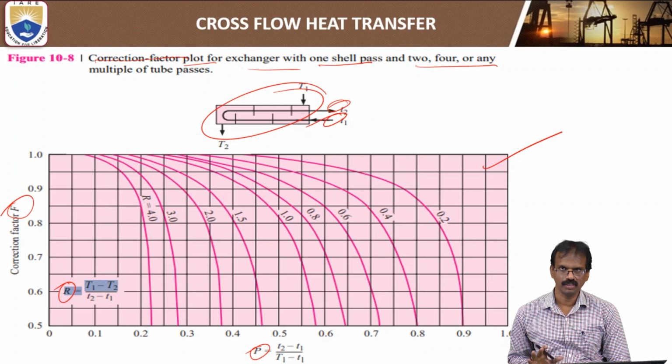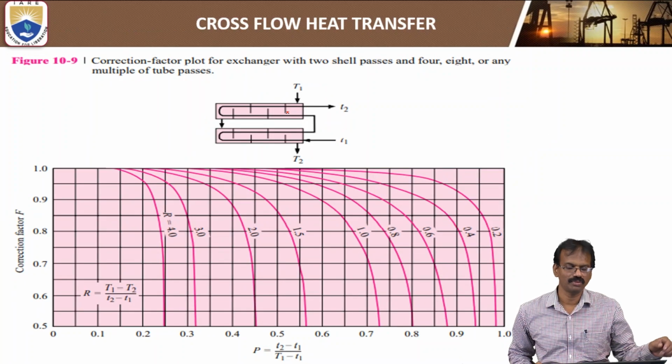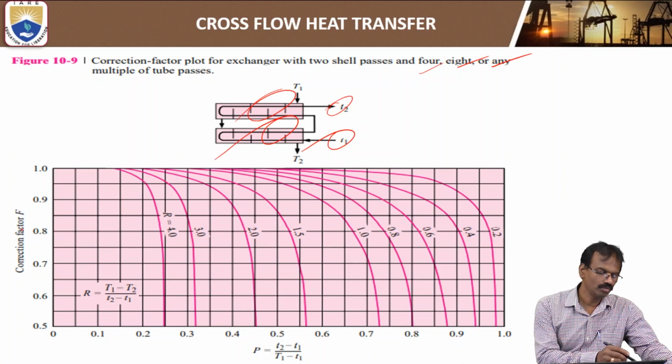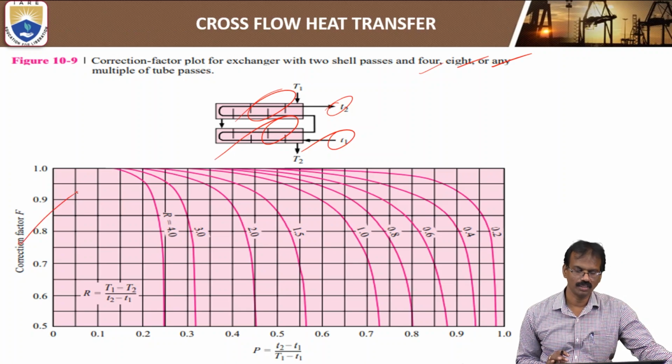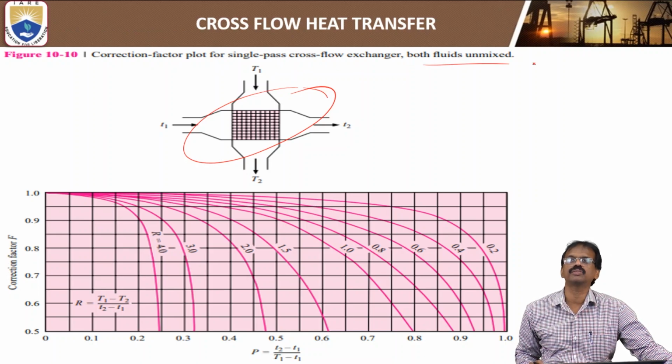This is the figure which is related to the setup with only one shell and multiple tubes. Okay, so this one is for 2 shells and multiple tubes, 4 or 8 or any multiple tubes, and 2 shells, shell 1 and shell 2. So for this condition, you have to choose this diagram. By using this diagram, you can find out the correction factor F value. So this one is the single pass cross flow exchanger. Here both the fluids are unmixed.